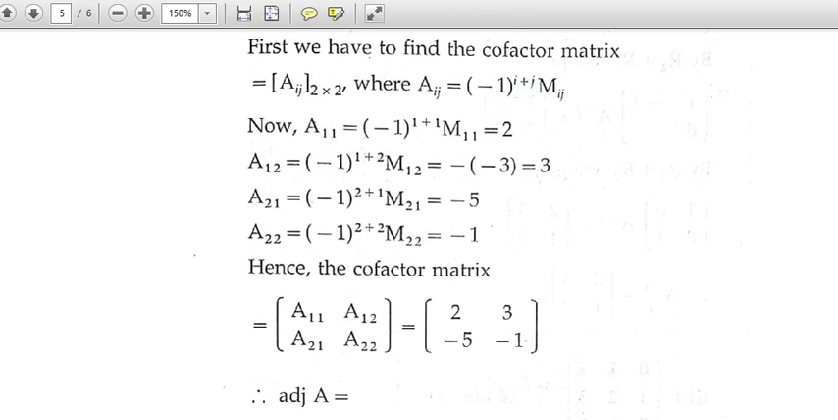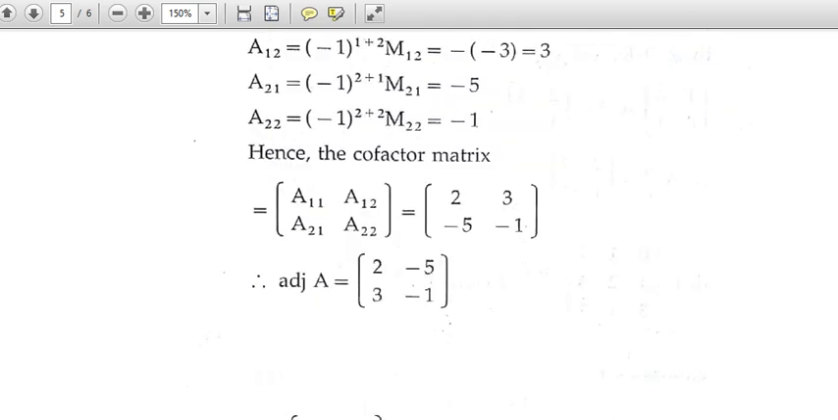Now we are going to find the adjoint of A. The adjoint matrix is the transpose of the cofactor matrix, and transpose means we have to write rows in terms of columns and columns in terms of rows. So the adjoint of matrix A is 2, minus 5, 3, minus 1. So here we got the adjoint matrix of A.